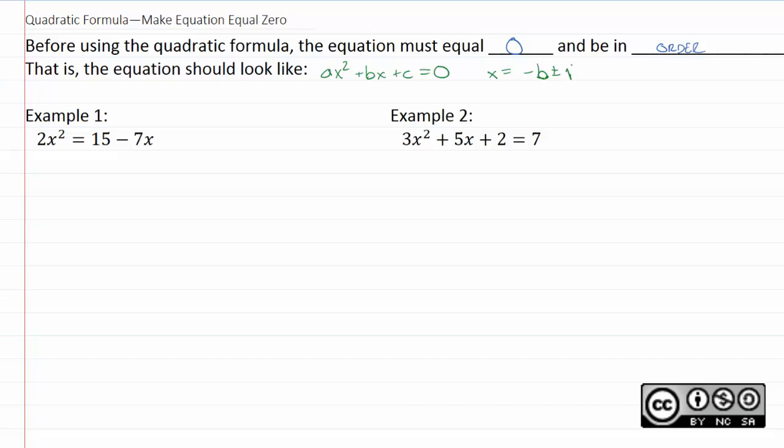The quadratic formula is negative b plus or minus the square root of b squared minus 4ac, all over 2a. Again, make sure to memorize that formula. You will need to memorize it for the test. So let's take a look at example 1.